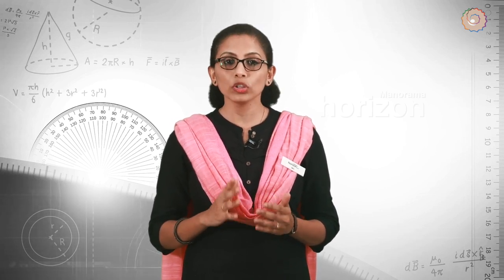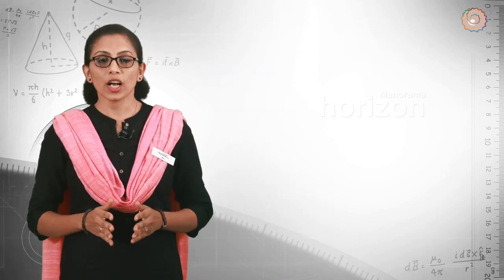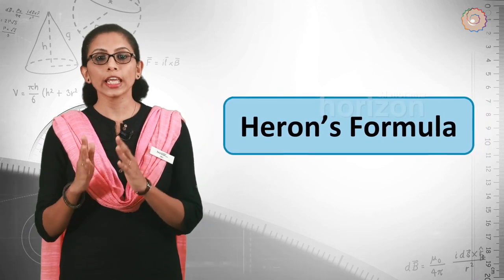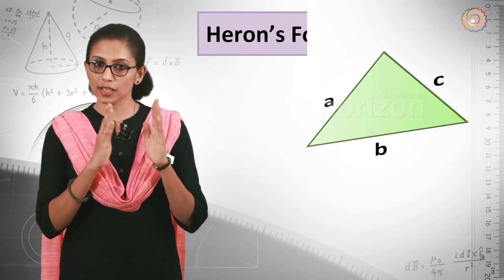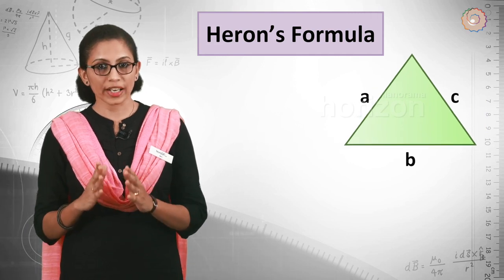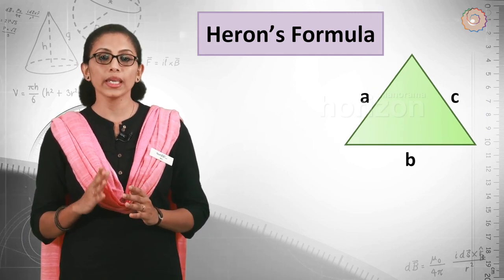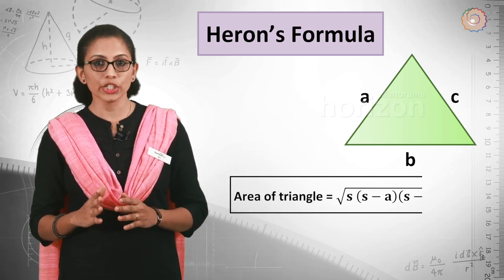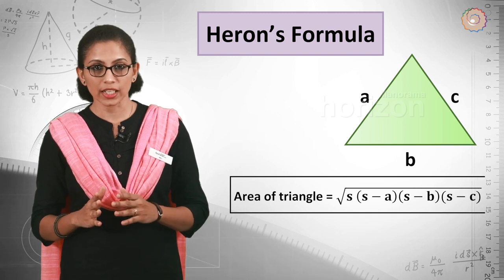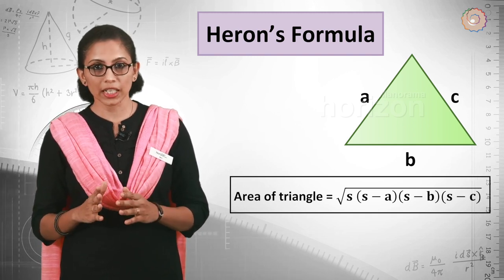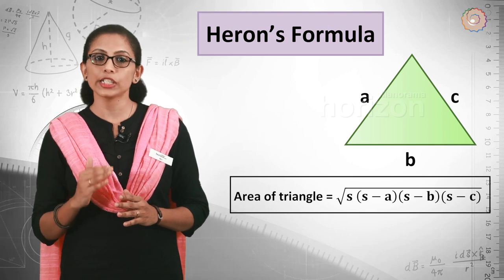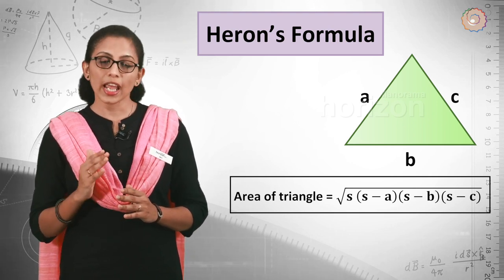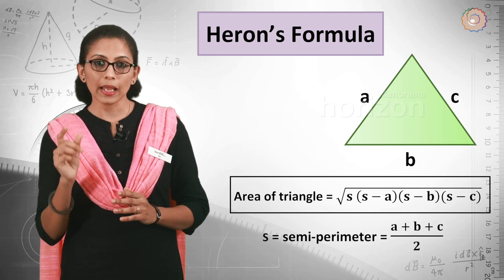Heron, a famous mathematician, derived the formula for the area of a triangle in terms of its three sides. The formula is known as Heron's formula or Hero's formula. The area of a triangle with sides A, B and C is the square root of S into (S minus A) into (S minus B) into (S minus C), where S is called the semi-perimeter, that is half the perimeter of the triangle, and is given by S = (A + B + C) / 2.